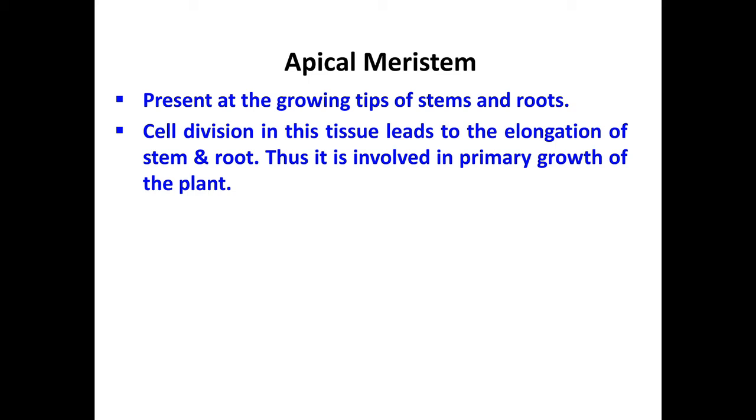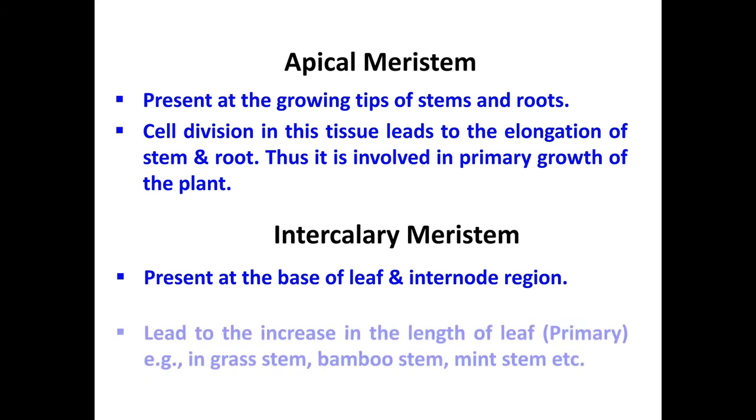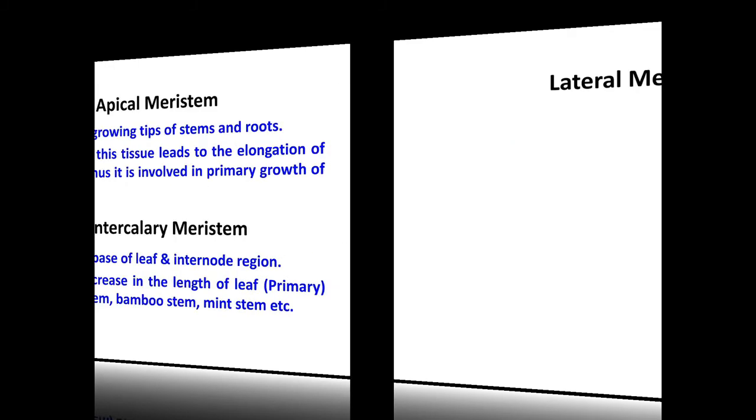The second type of meristematic tissue is known as intercalary meristem. Students, if we talk about the position of intercalary meristem, it is present at the base of the leaves and the internode region, and it leads to an increase in the length of leaves in grass stem, bamboo stem, mint stem, etc. Okay students, now let's understand the lateral meristem.